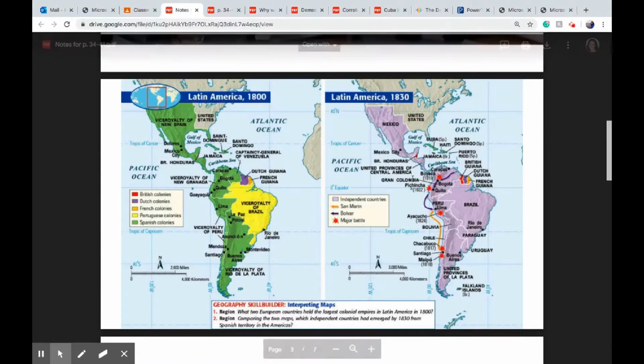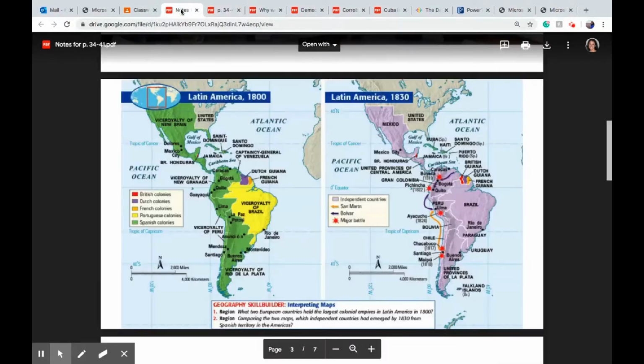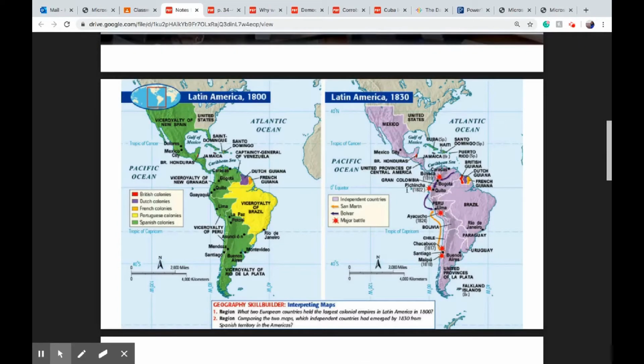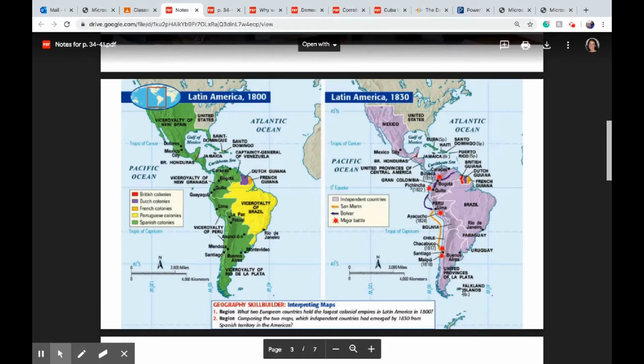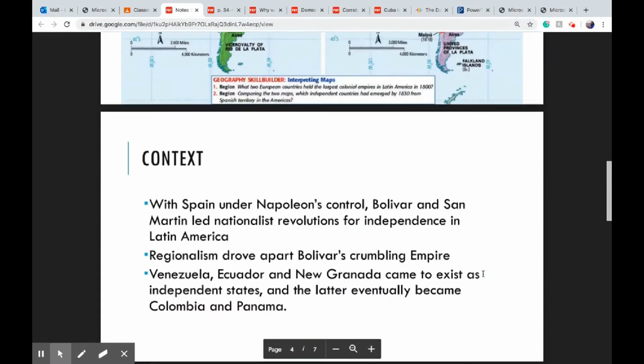So here we're going to start on page 34 with a little bit of context. Where you see context at the top, that's where these notes will go. Basically, we left off looking at independence movements led by revolutionaries like Miguel Hidalgo, Simón Bolívar, and José de San Martín throughout Central and South America in the beginning of the 1800s. So at the end of this revolutionary period, we see many new democracies being established.